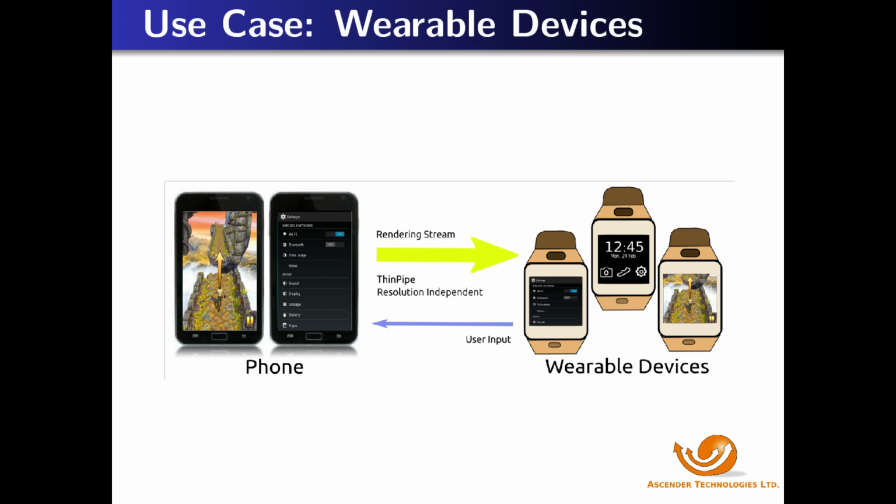Here we show Ascender's technology applied to a non-cloud use case. The Android phone functions as a normal phone. It also has the capability to provide remote graphics apps running on the phone but being rendered on the wearable device, thereby allowing us to provide Android Wear apps to devices that are not running Android.